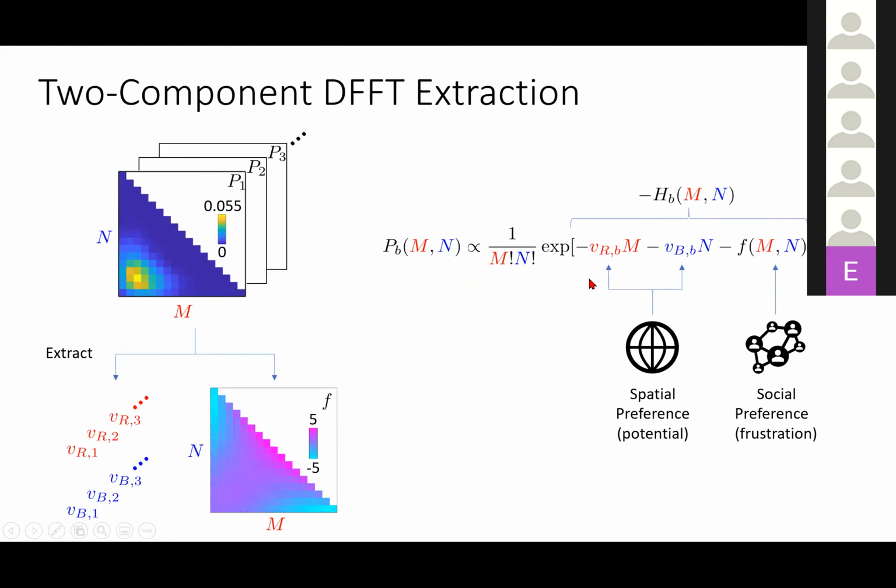In order to describe racial segregation, we need to extend this theory to multiple components. For instance, if we have a city with red and blue people, then the probability distribution becomes a joint distribution of red and blue people. The potential we extract now has two parts: the potential for red people for each block, and the potential for blue people for each block. And the frustration becomes a function of two variables, the number of red and the number of blue. The analytical expression looks similar to what we had before.